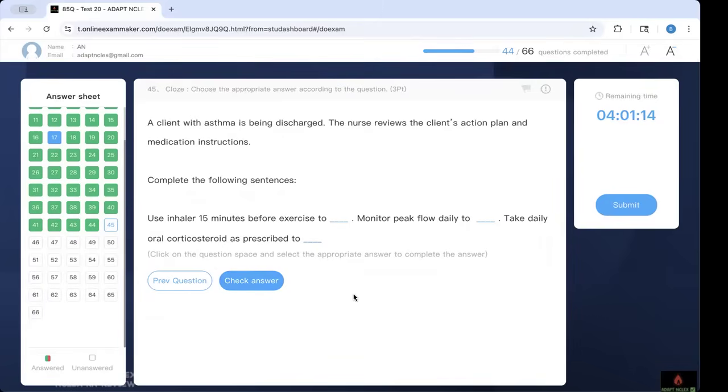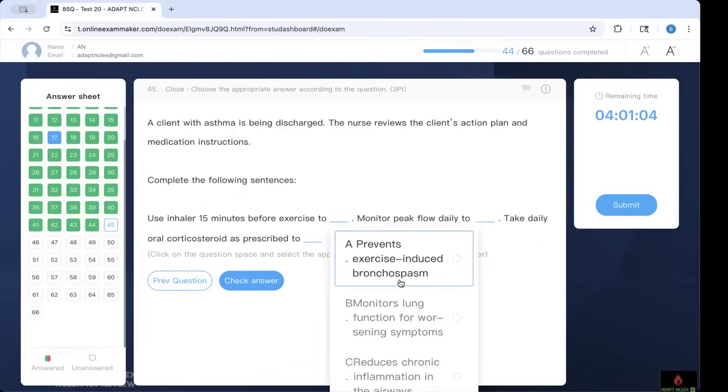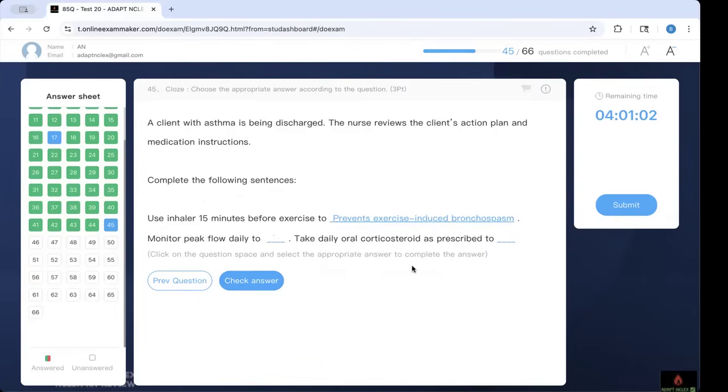Number 45. A client with asthma is being discharged. The nurse reviews the client's action plan and medication instructions. Complete the following. Use the inhaler 15 minutes before what? Exercise, to prevent exercise-induced bronchospasm, right? That's what you do.